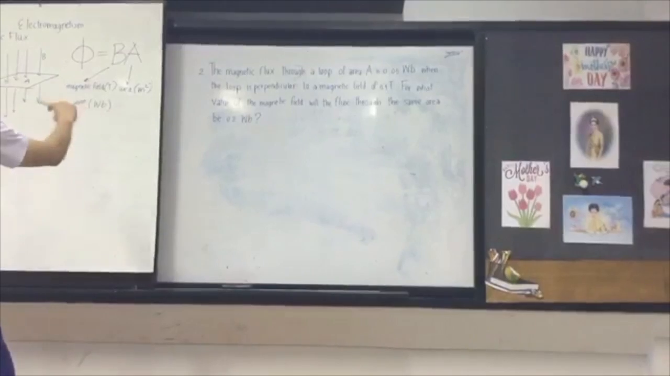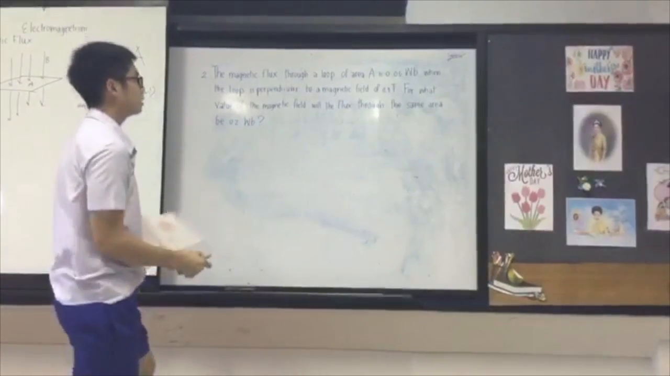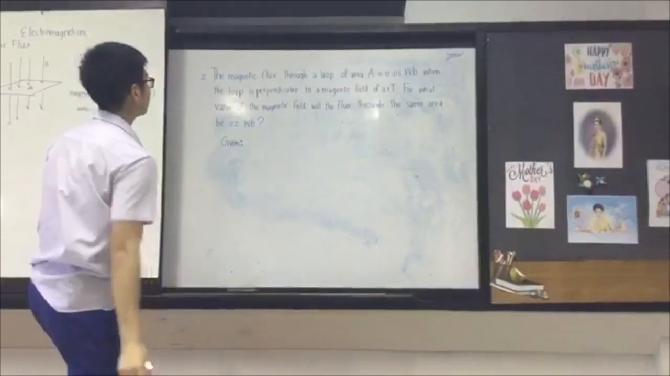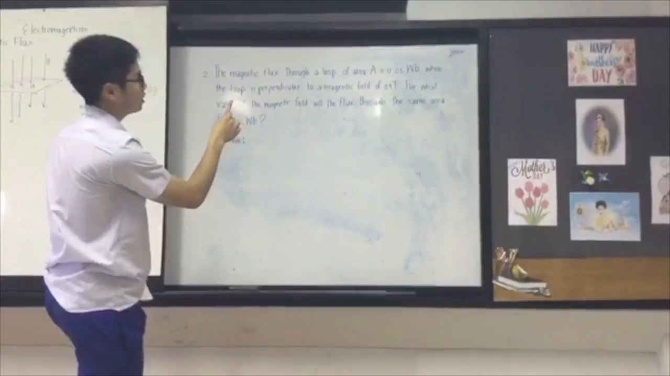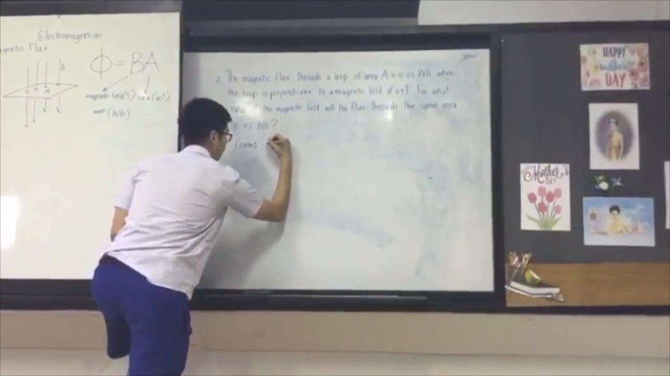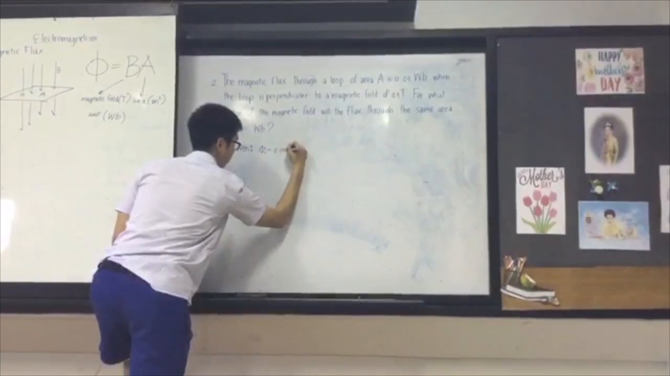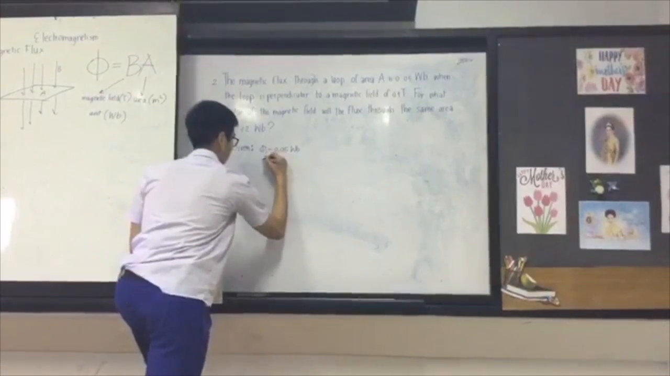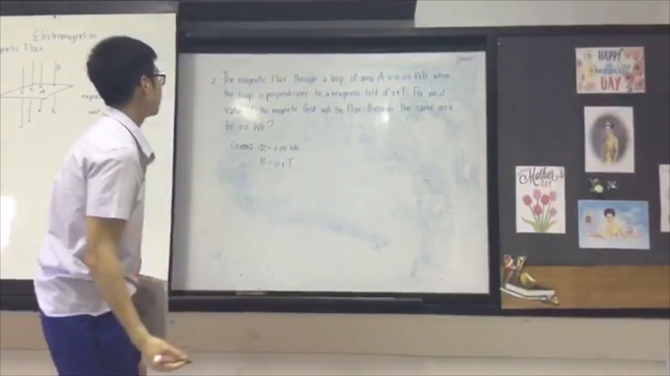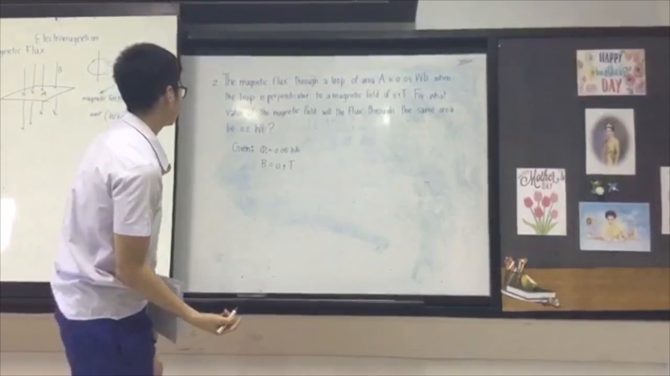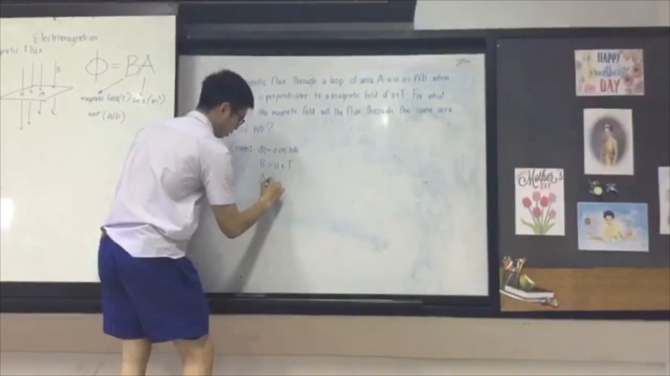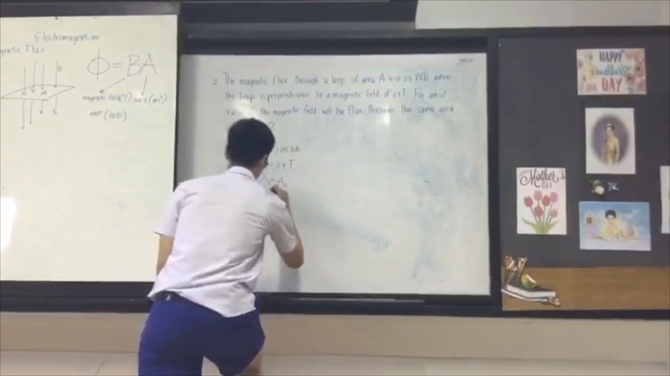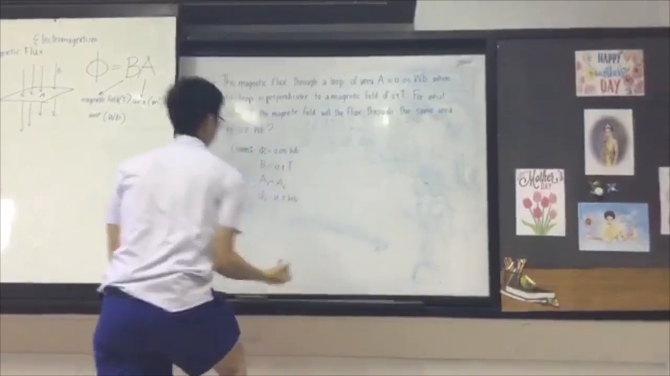This is more about the equation of magnetic flux. This is so easy. Let's find the given first. The magnetic flux through the loop of area A is 0.05 Weber when the loop is perpendicular to the magnetic field of 0.1 Tesla. For what value of the magnetic field will the flux through the same area be 0.2? Through the same area, so it means A1 is equal to A2. Here is all the given.